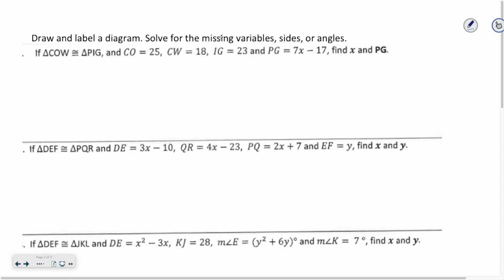So I know that CO should match up with PI, and I know that CW should match up with PG, and so forth. So CO is 25. Do I have a PI up there? No, so not helpful right now. All right. CW matches up with PG, but I do have that. So 18 equals 7x minus 17. So x equals 5.